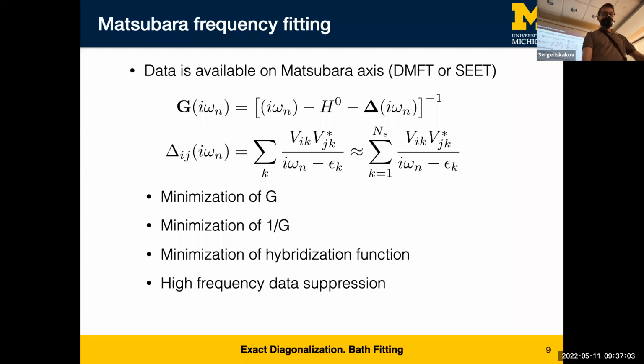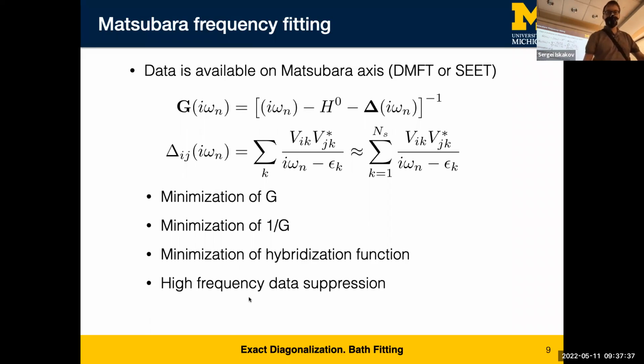Or you can directly minimize your hybridization function. But you also need to care about the Matsubara frequency range being infinite. Technically G decays like 1 over omega, which means it decays very slowly. But the question is, do you actually need all the data from the high frequency part of your G? The answer is not always, and for that you can use different techniques to perform high frequency data suppression.